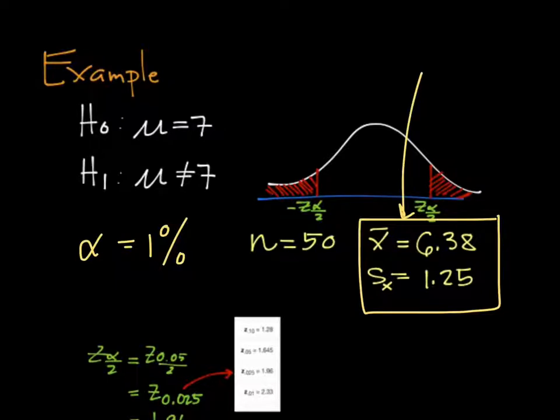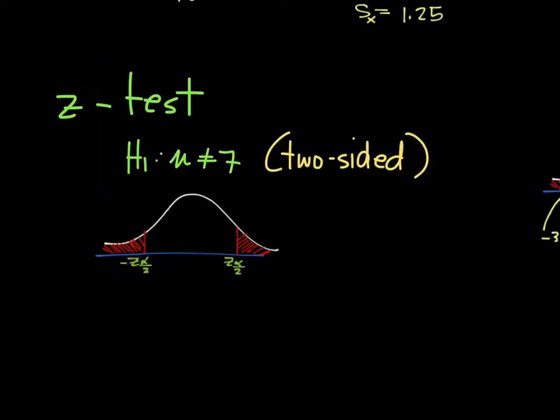Again, as we can see, we don't have any information on the population standard deviation, and the sample size is greater than 30. So the appropriate test for this is the z-test. Since the alternative hypothesis says that mu is not equal to 7, we have to use a two-sided test. That means one critical region should be on the left and another on the right. The red regions, the critical regions, will be the value of alpha.